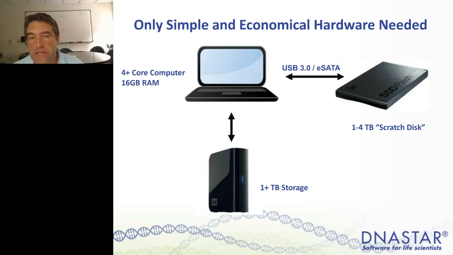And then there's a disk called a scratch disk, and that's what processes temporary files. That can vary in size. 1 terabyte is going to be enough for gene panels or exomes. If you're doing whole genome analysis, then maybe more, maybe up to 4 terabytes of space. So that's a dedicated drive. And then, of course, storage for both the input and output data.